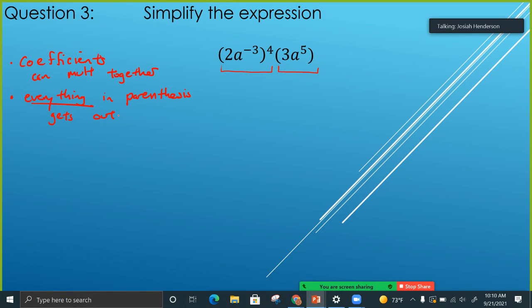Or outer power, the fourth power. And don't forget about negative exponents. Negative exponents means we change positions, flip that item. That term that has a negative exponent moves up or down, depending on where it's starting.